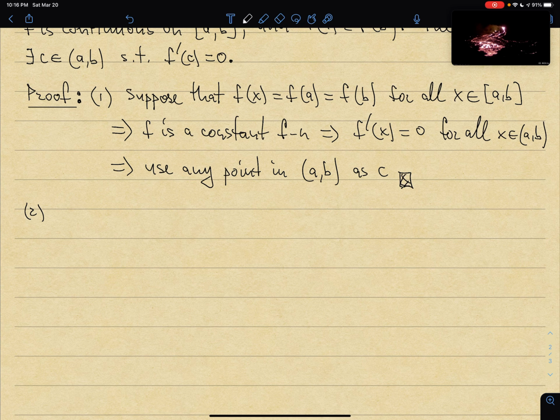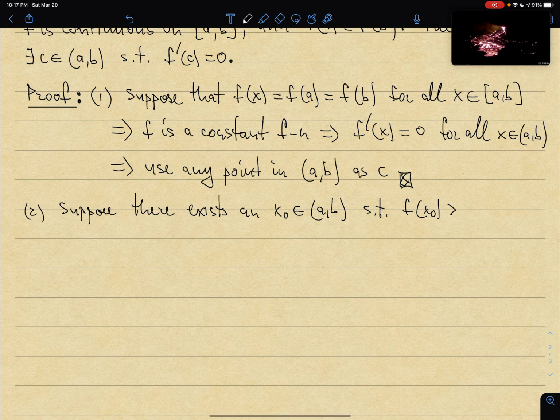then what should I be able to find? I should be able to find some point x inside AB where f of x is greater than f of a and f of b, or some point inside AB where f of x is going to be strictly less than f of a and f of b. So suppose there exists, let's say, an x0 in AB such that f of x0 is strictly greater than f of a, which is, of course, the same as f of b.